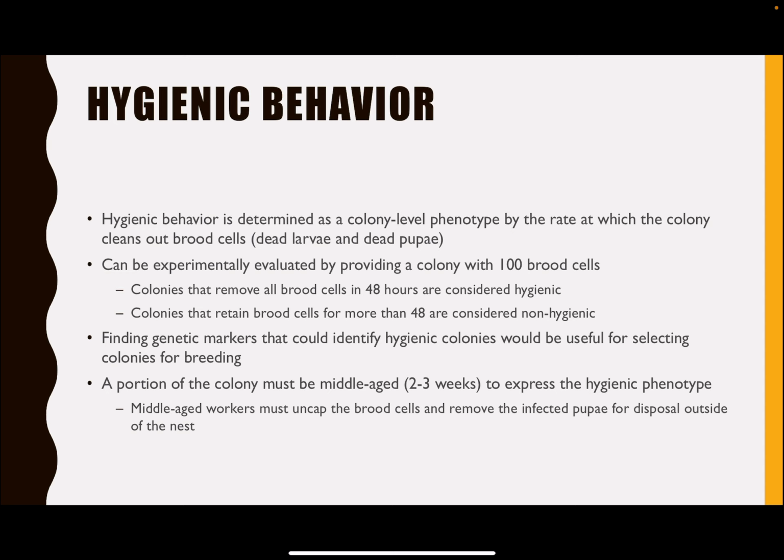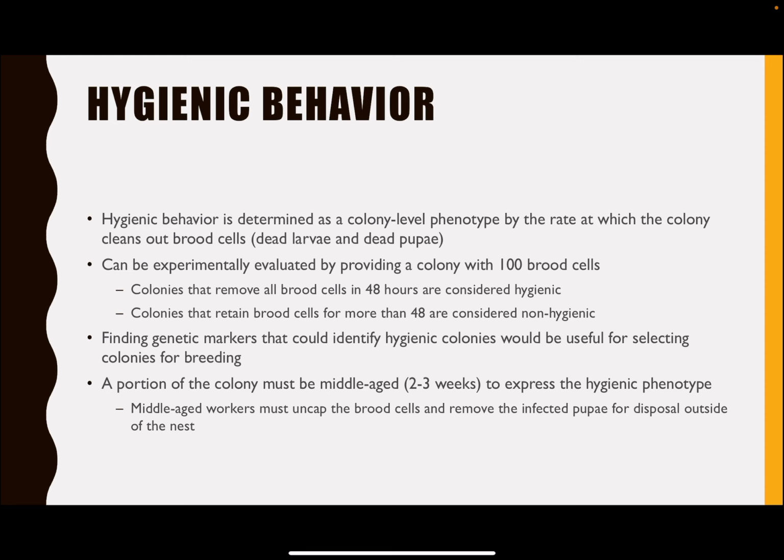On an experiment basis, 100 brood cells would be provided to a colony. If the colony removes all of these brood cells in 48 hours or less, it is safe to assume that their colony is hygienic. However, if it takes them more than 48 hours, they're considered non-hygienic. Finding the genetic markers to identify hygienic colonies would be extremely useful for selecting colonies for further breeding.